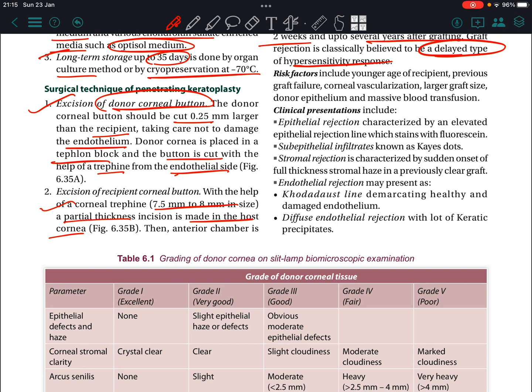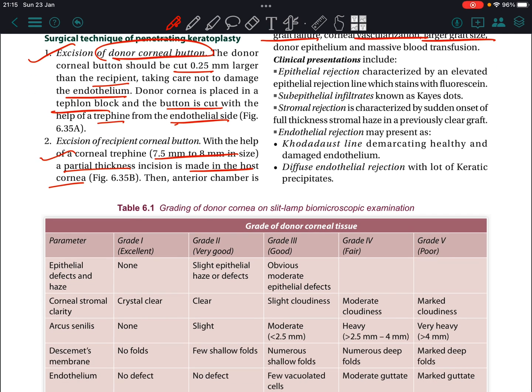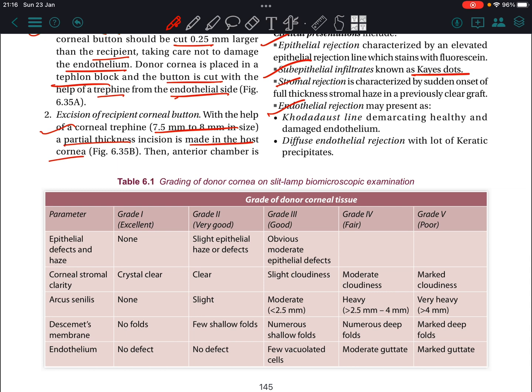Risk factors include younger age of recipient, previous graft failure, vascularization, large graft size, donor epithelium, and massive blood transfusion. Clinical presentations include epithelial rejection, subepithelial infiltration known as Kayes dots, stromal rejection, and endothelial rejection, with Khodadoust line marking healthy and damaged endothelium.